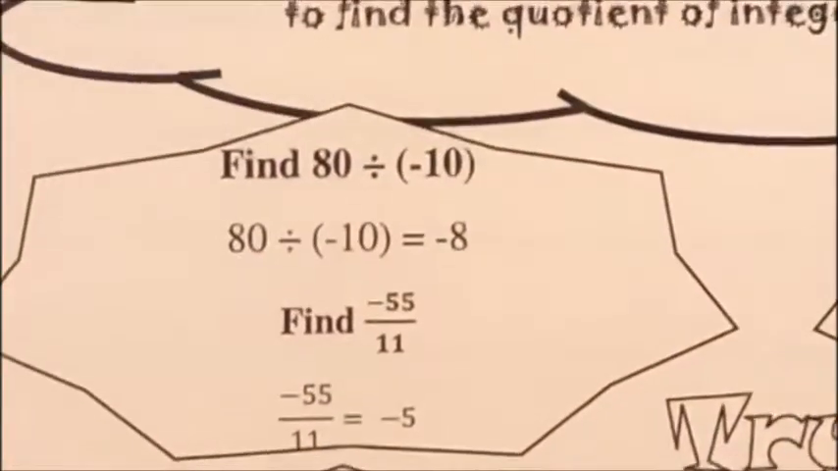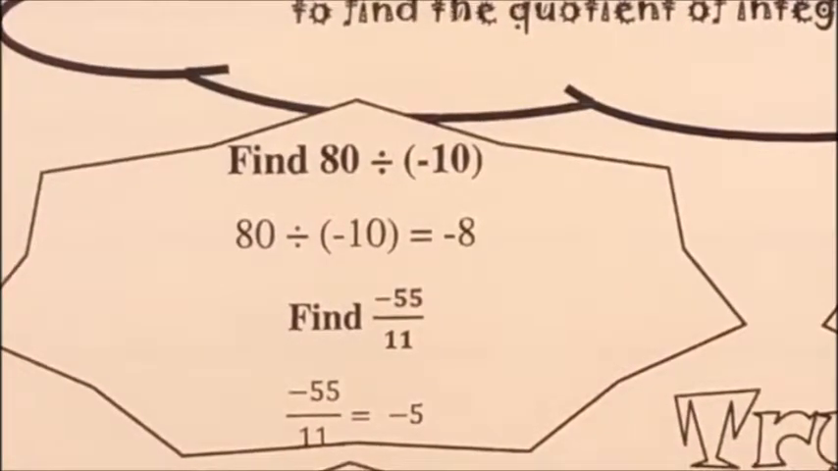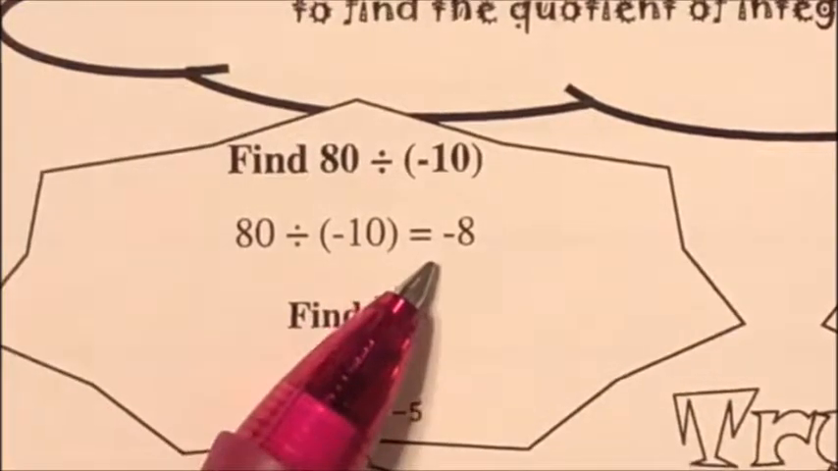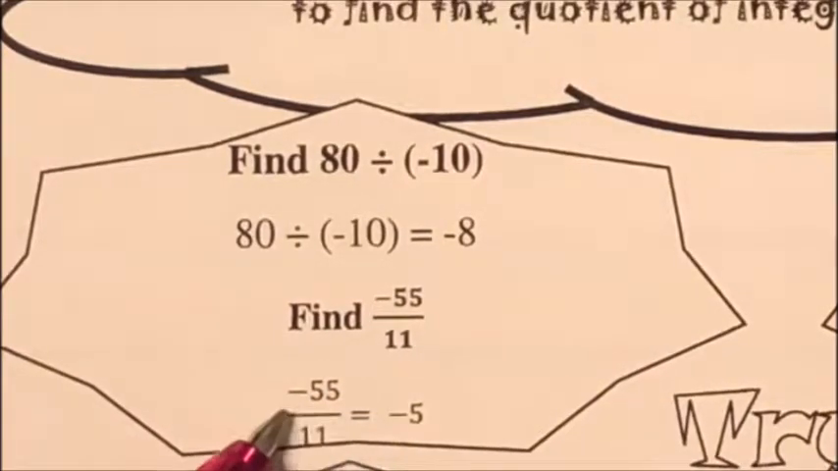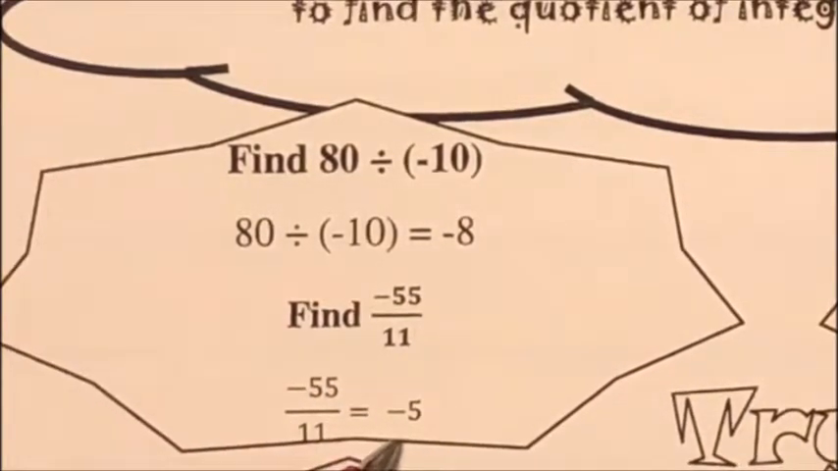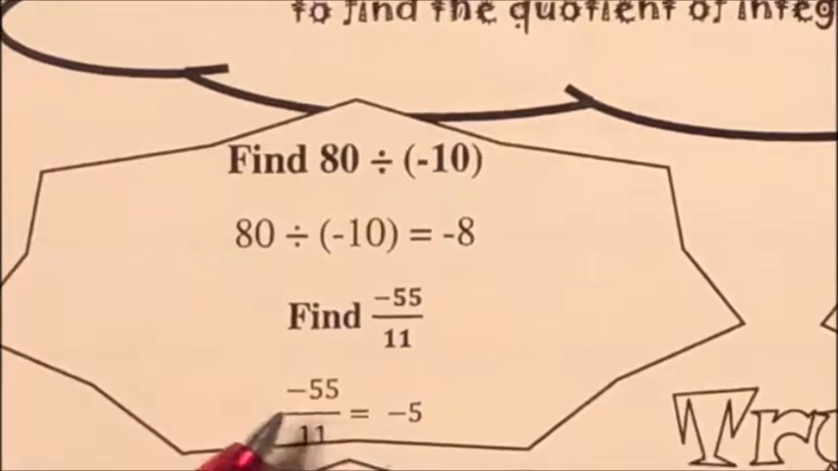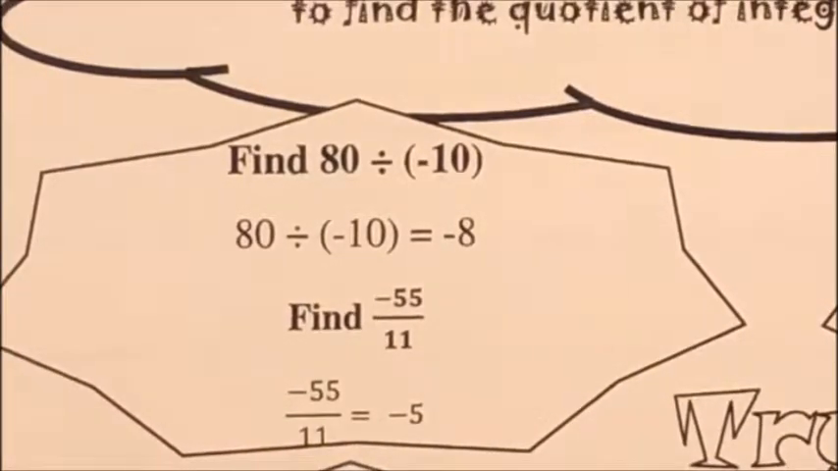The first set of examples I have is find 80 divided by negative 10. They're different signs. So when I divide 80 by 10, I get 8, and they're different signs, so my answer is negative. Then I can find negative 55 over 11. Different signs, so my answer is negative. I get negative 5. 55 divided by 11 is 5.